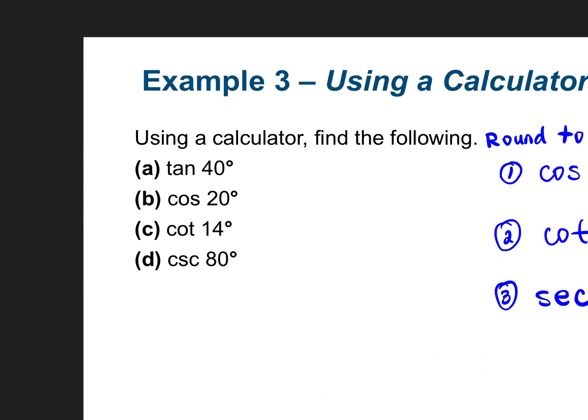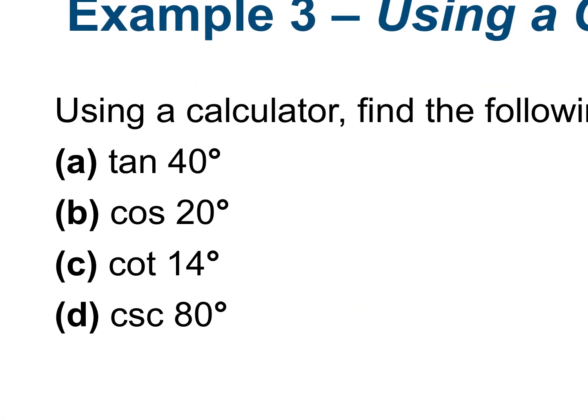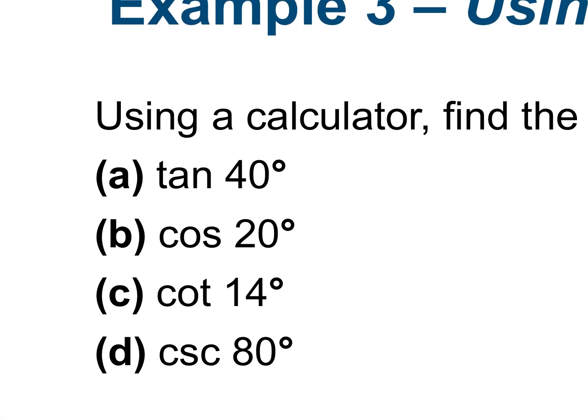So, use your calculator, round to 4 decimal places. For tangent of 40, tangent is just a normal function on your calculator. Hit tan 40 and tell me what you got. 0.8391. Perfect. All right, hit cosine 20. 0.9397. Okay, fine. Cotangent. You guys don't have a cotangent button.